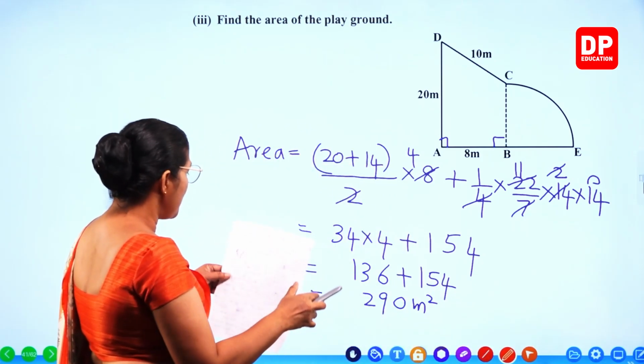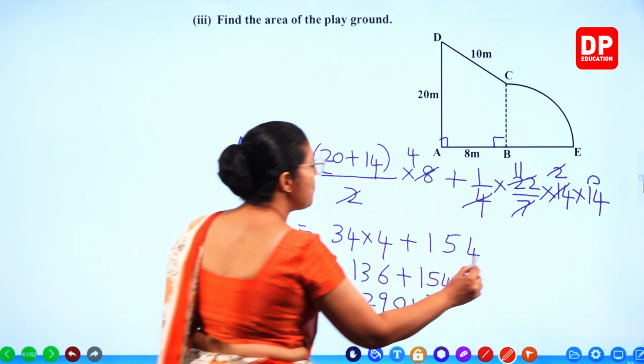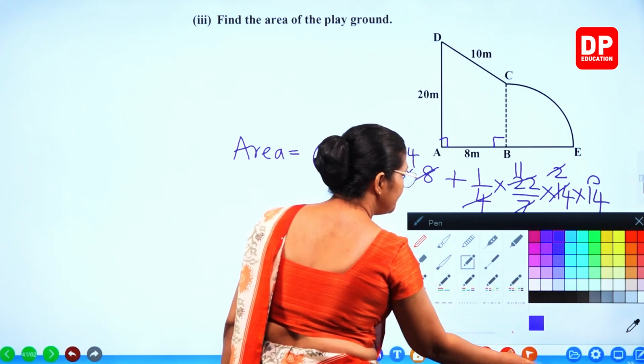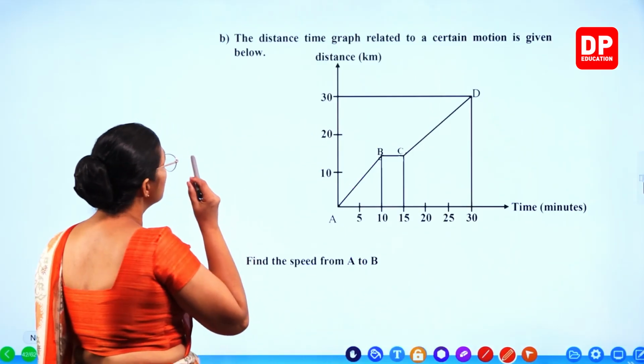So how many marks for that? So you are getting 3 marks for that. Then let's see the next part.